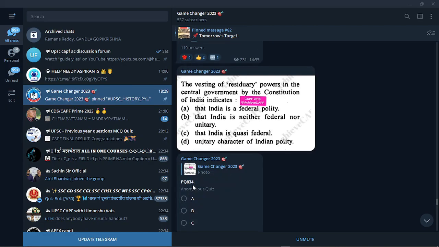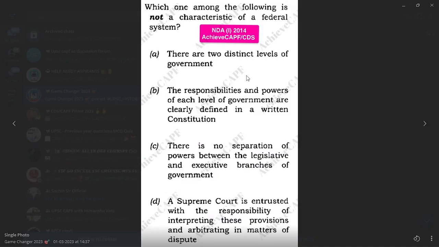Next. Which of the following is not a characteristic of a federal political system? There are two distinct levels of government. The responsibilities and power of each level of government are clearly defined in a written constitution. There is no separation of powers between legislature and executive branches. The Supreme Court is entrusted with the responsibility of interpreting these provisions and arbitrating in matters of dispute.